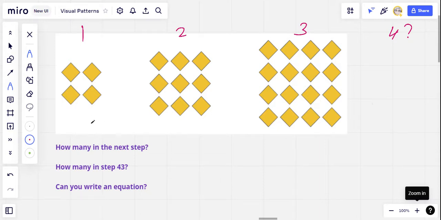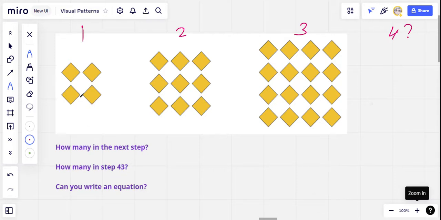All right, let's take a look and see if we can have some visual intuition about how this is changing from step to step. The first thing I notice is the difference between step 1 and step 3 is pretty big in the number of diamonds. So this is a pattern that's getting really big really fast. I think our step 43 is going to have an awful lot of diamonds.